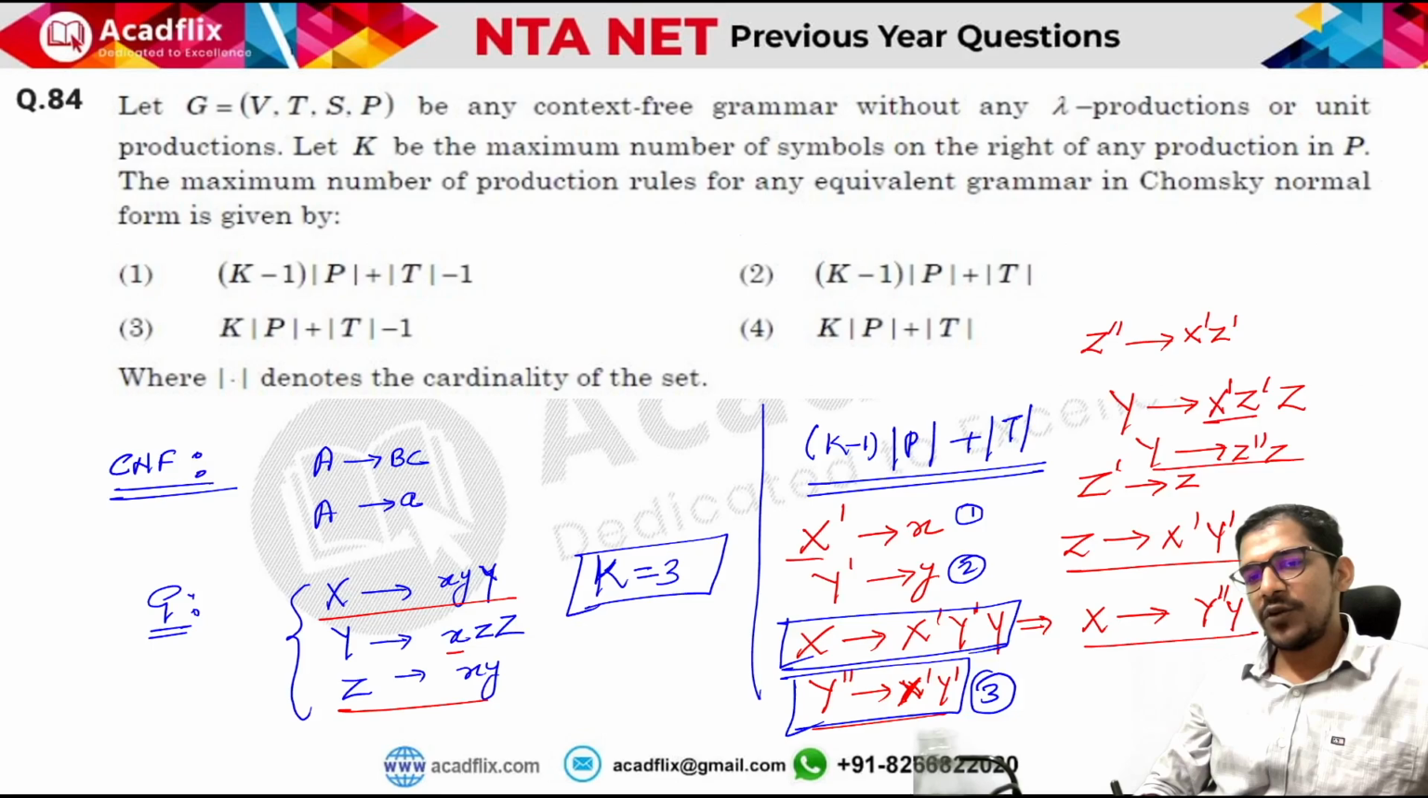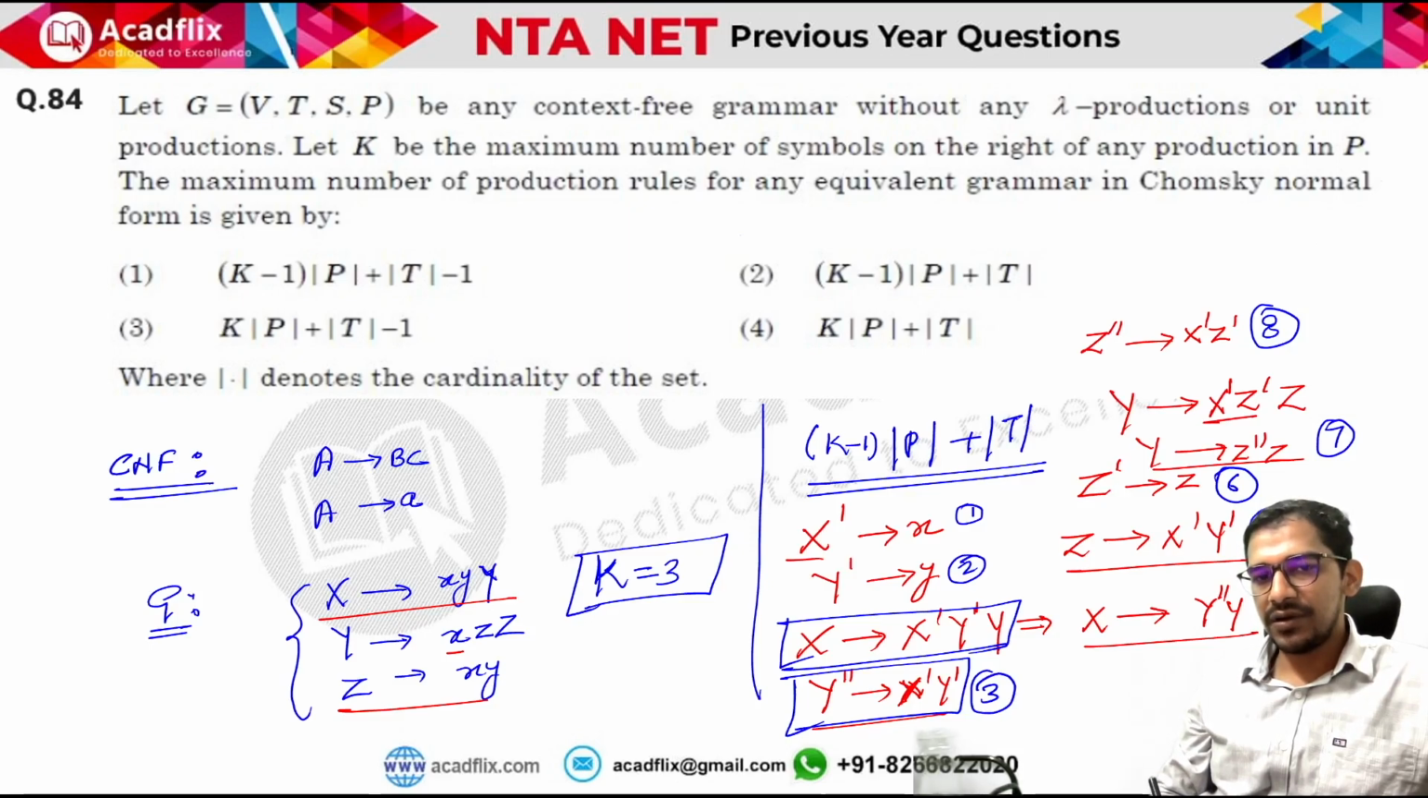Then this is the fifth production rule. Okay, this is the sixth production rule, and this is your seventh production rule, and this is the eighth production rule. So in total you have 8 production rules when you convert this grammar into the CNF grammar. And let's try to do this with this formula.